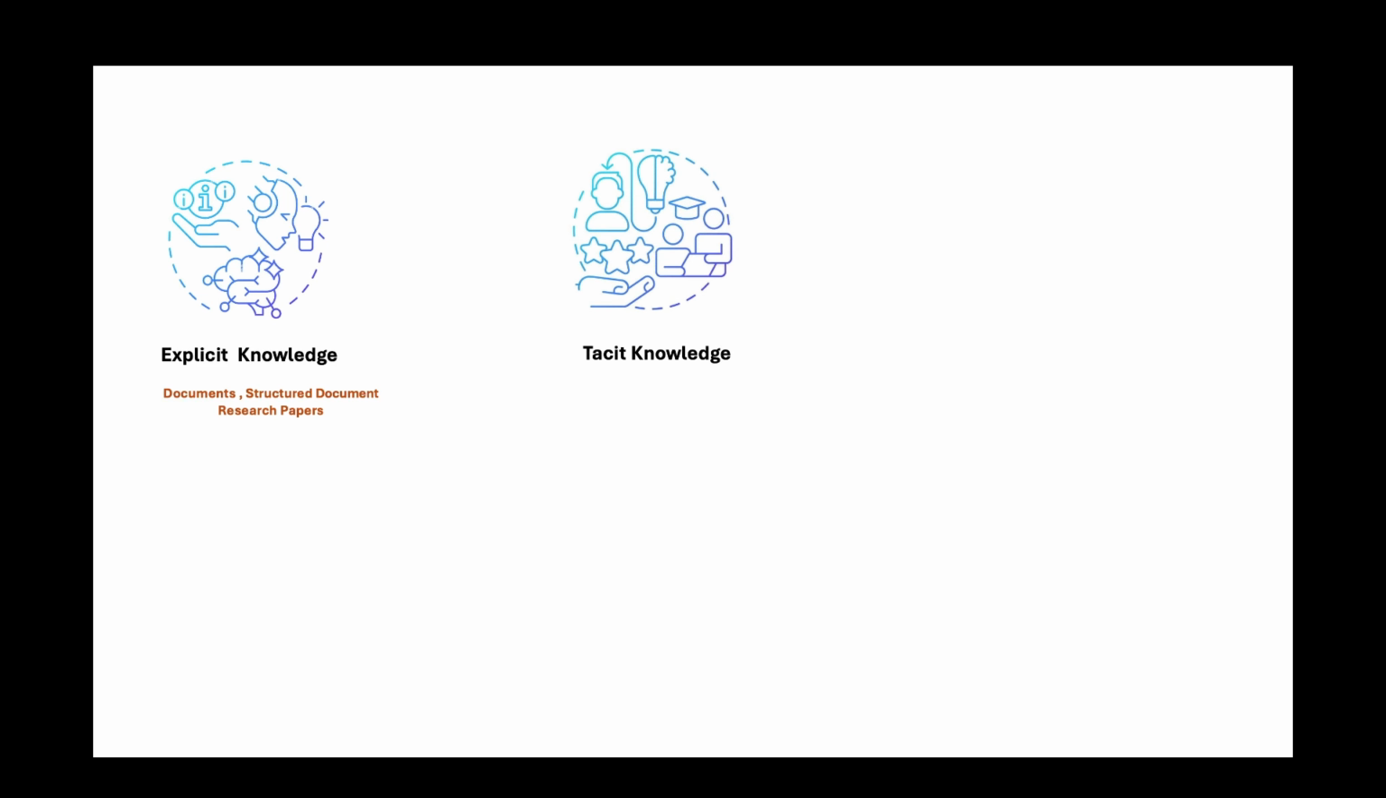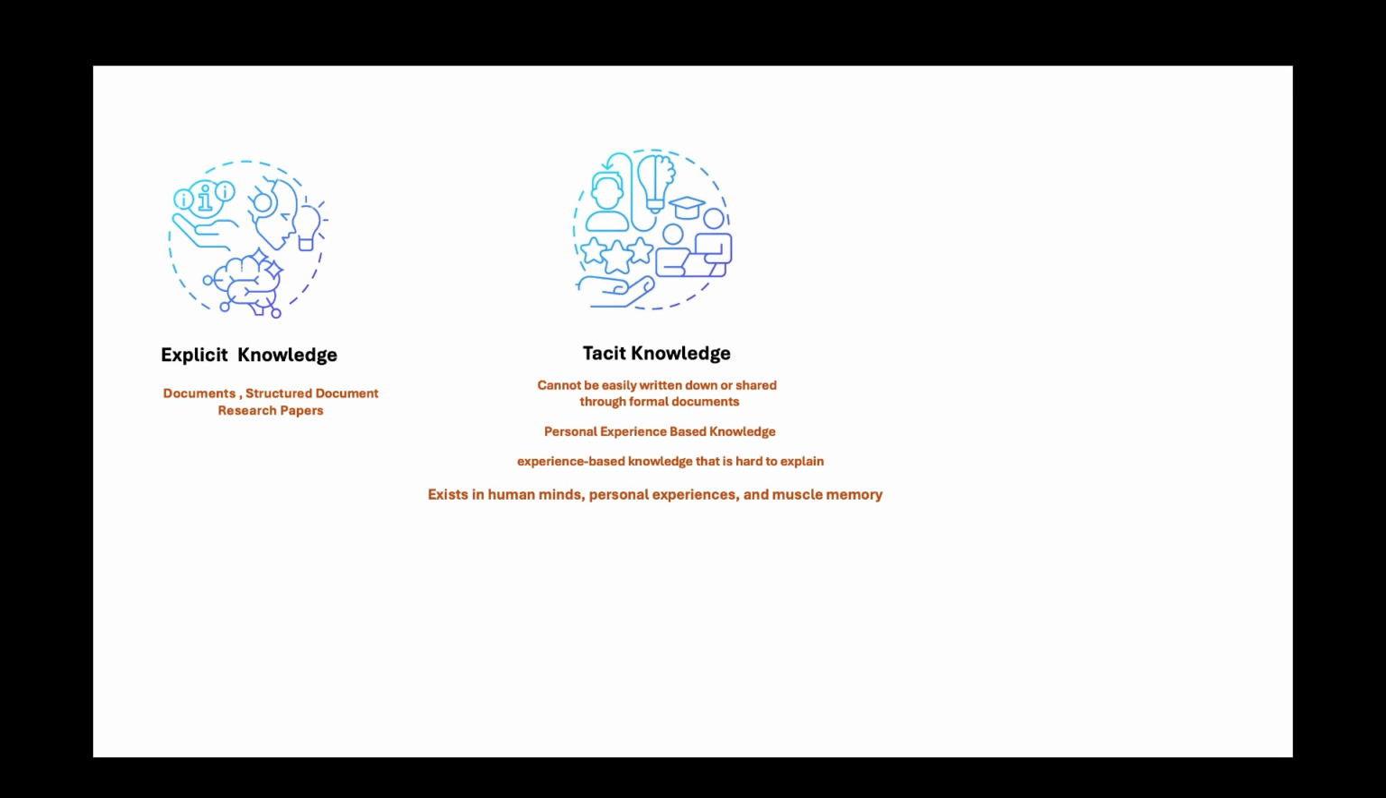The other is tacit knowledge. Tacit knowledge is personal, experience-based knowledge that cannot be written or shared through formal documents. This exists in human minds, in muscle memory, or in personal experiences.